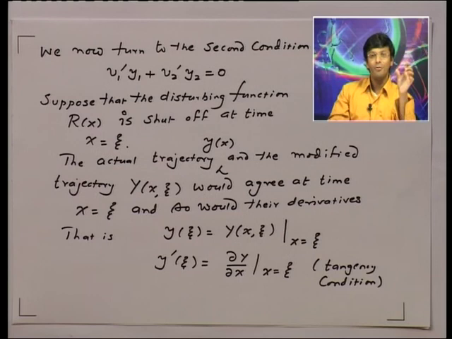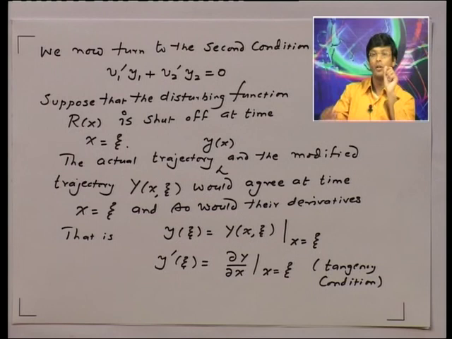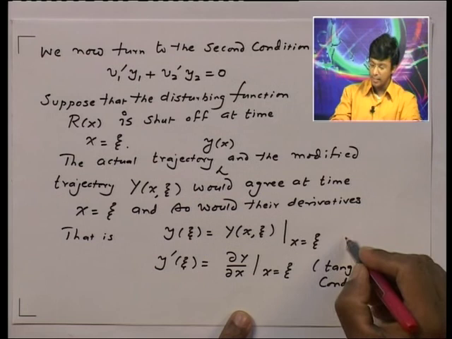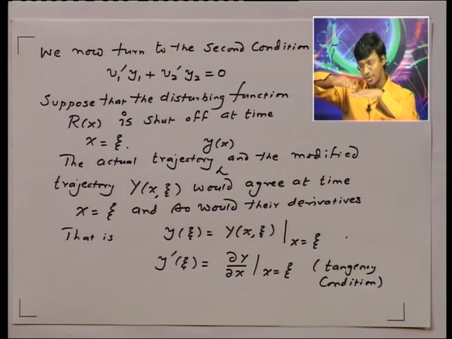Okay. So now let us assume that y of x is the actual trajectory and capital Y of x, psi is a fictitious trajectory, which is a deviation of the actual trajectory for x bigger than psi. So at x equal to psi, the two points are the same and the tangents are also the same. The two curves have the same tangent, correct? So we get these two conditions: little y of psi equals capital Y of x, psi at x equal to psi. That is the first condition. And the second condition is a tangency condition, that the derivatives must be equal, because you just told me from physical considerations that the fictitious trajectory should fly off tangentially. So now these two conditions are there for you.